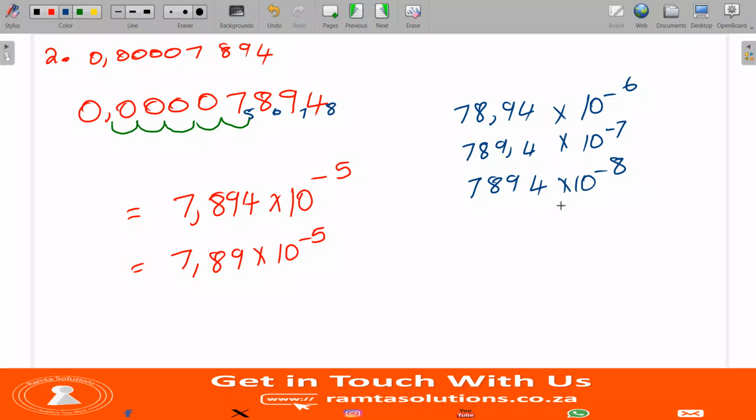If you press this on your calculator, it'll give you this. In fact, if you press any of them, it'll give you exactly this. And this is how you perform your scientific notation without a calculator.